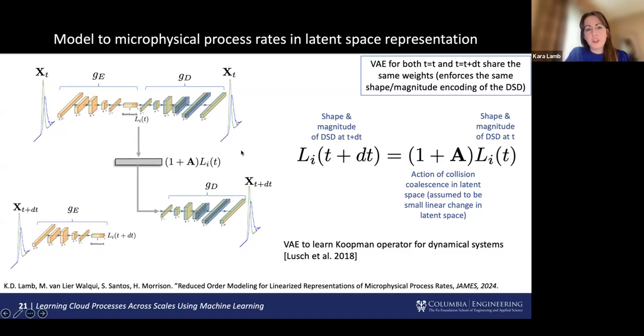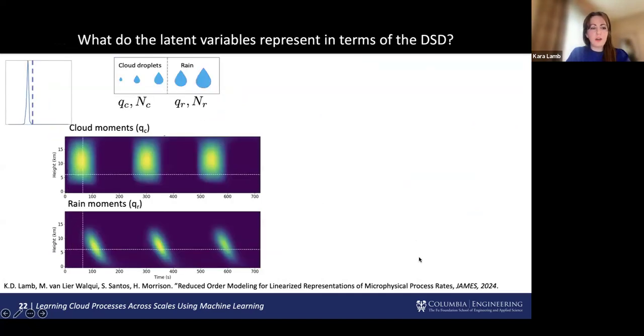So we train this by minimizing the reconstruction loss for the droplet size distribution at the current time step, as well as the next time step, as well as the difference between the latent space representations at the next time step. And so I'm going to show now what these latent variables look like in space and time, but I'll first show what the typical bulk variables look like in space and time for just one of the cases in our one-dimensional kinematic driver model.